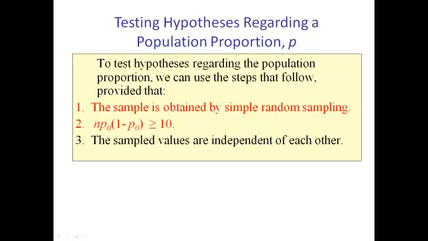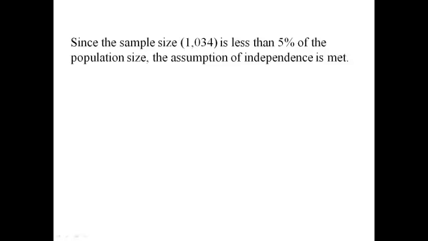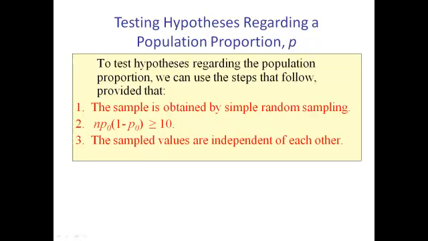Next, we need to check that our sampled values are independent of each other. Now remember, we said that we can check this by checking that our sample size of 1,034 is no more than 5% of the population size. Well, certainly 1,034 adults from 30 to 64 years old is far less than 5% of the total number in that population. So we can consider that this assumption is satisfied. And so all three of our assumptions are satisfied, and now we can proceed with the test.